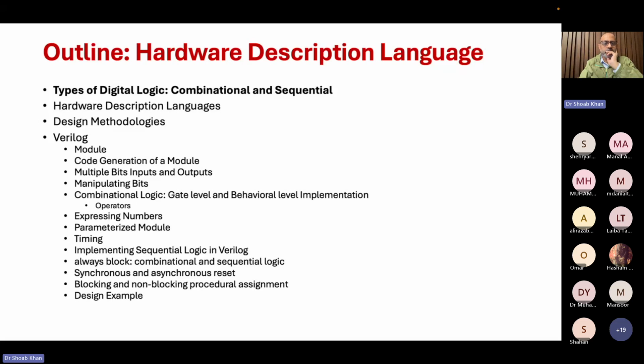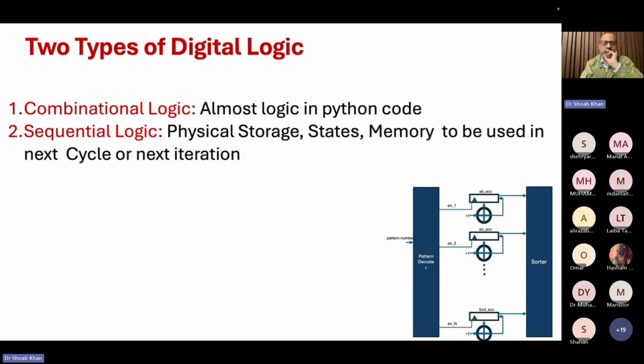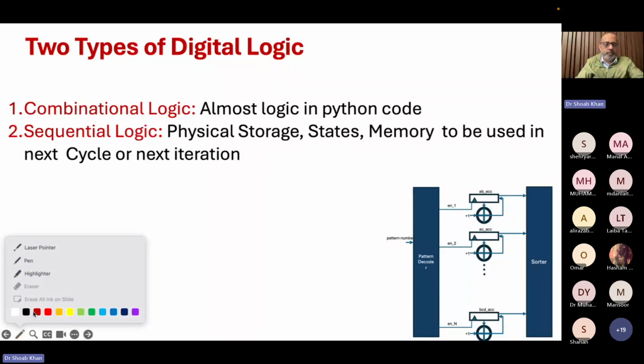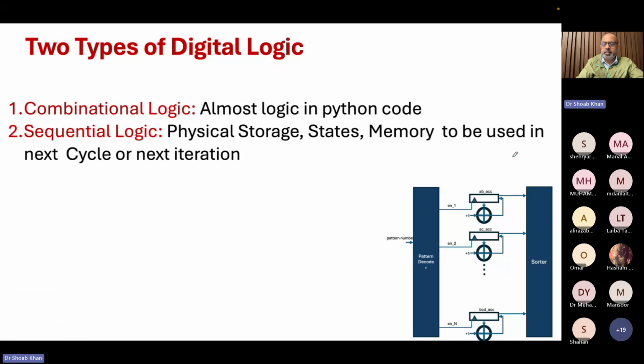Let's very quickly go over the things that we discussed. That two types of logic. One is the combinational logic, so anything which is not a register is combinational logic. Usually these adders and the pattern decoder here and the sorter here, they all are combinational logic.